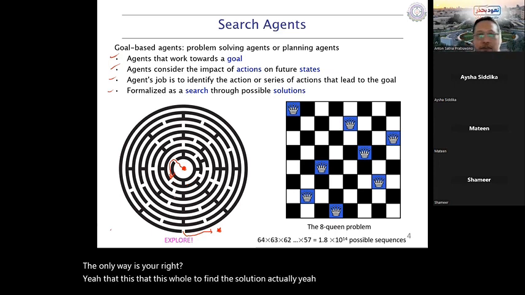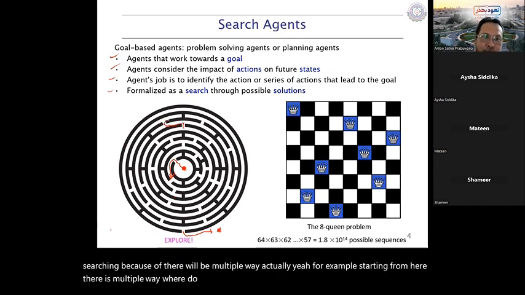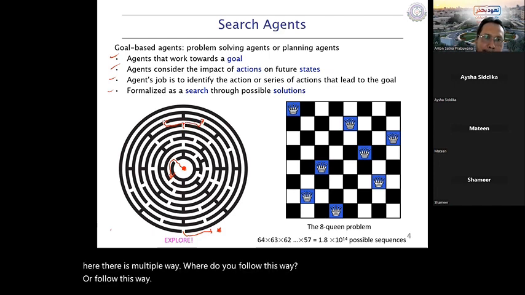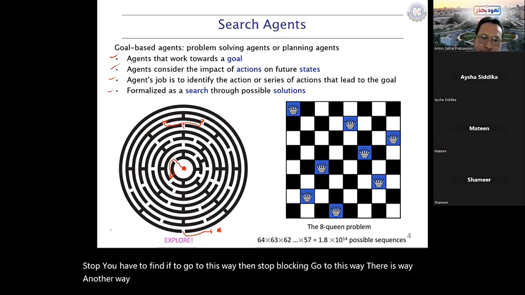Continuing the search, there will be multiple ways here. For example, starting from here, there are multiple ways: whether you follow this way or this way. You have to find out: if you go this way, it stops, it is blocked. If you go this way, there is another way here, and you go to here and finish, reaching the destination. That is the search.